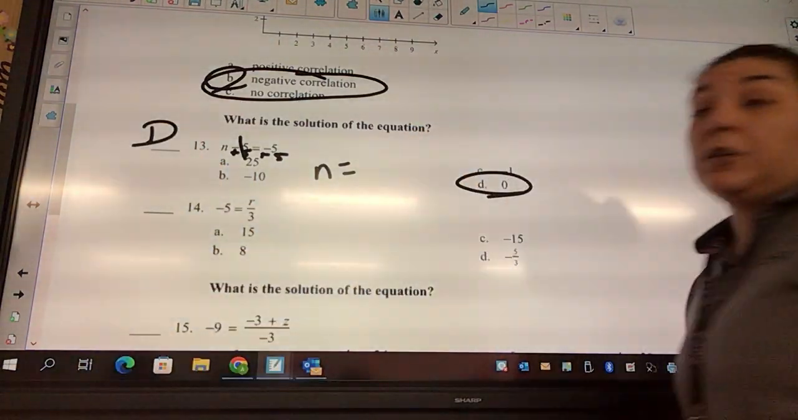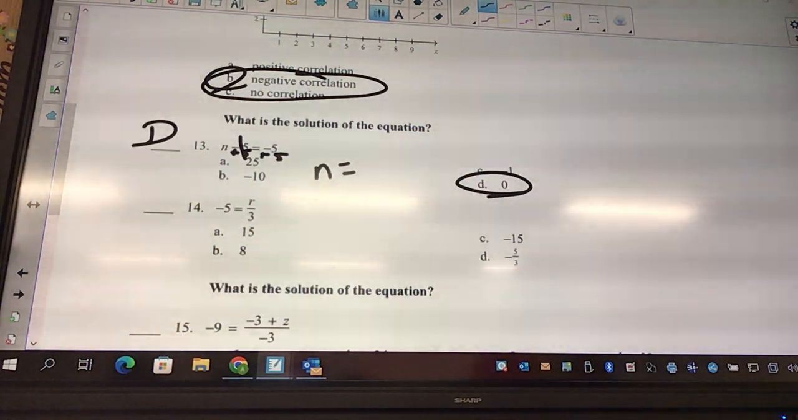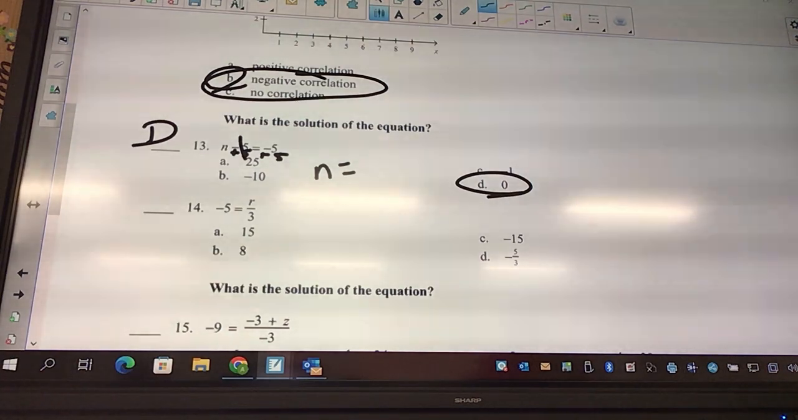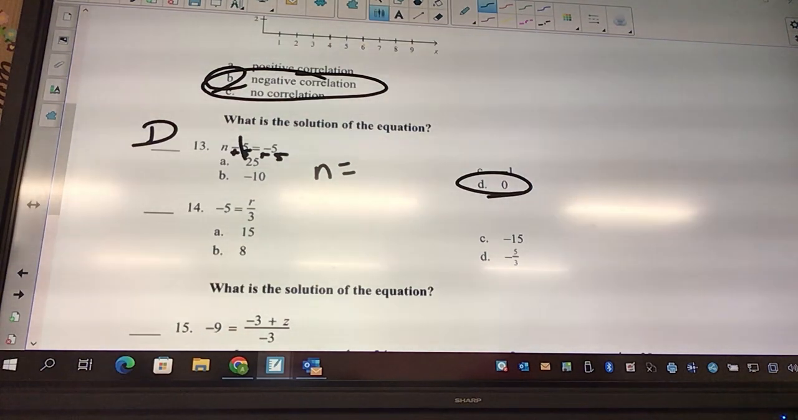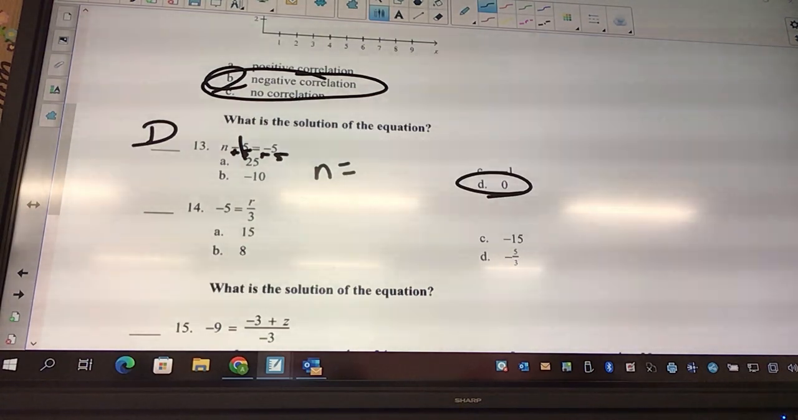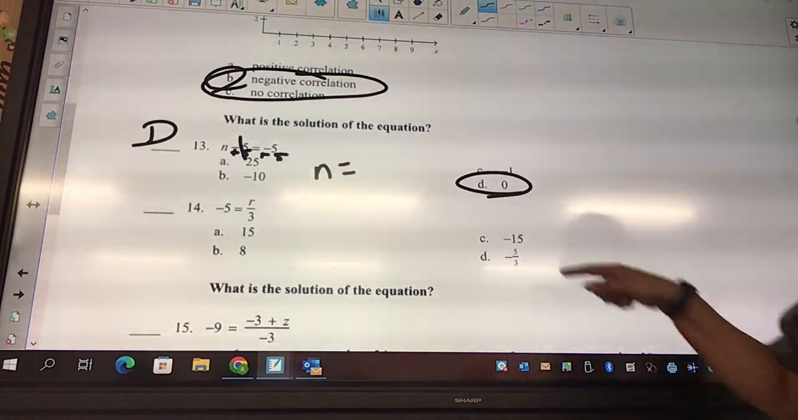Okay, so if you don't want to show any work, don't show any work. If you want to show all your work, show all your work. That's up to you. All I look at is, did you pick A, B, C, or D? So that sucks because, and we'll see, look at 14.